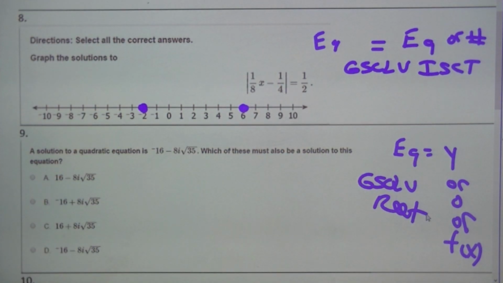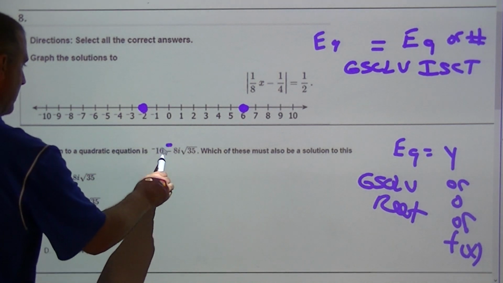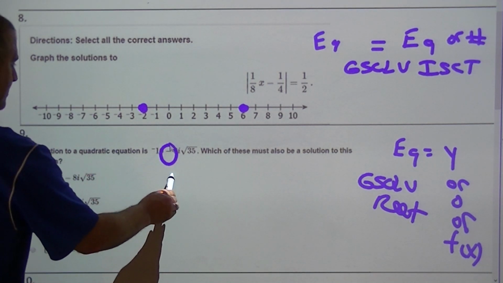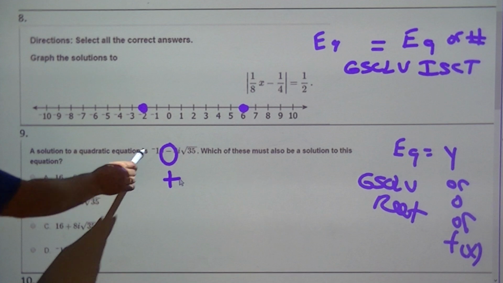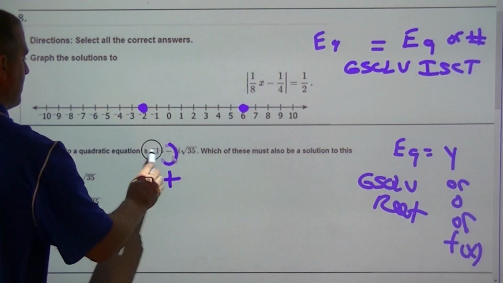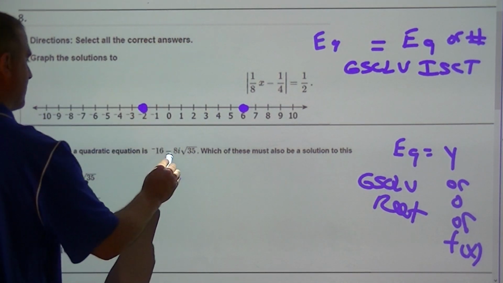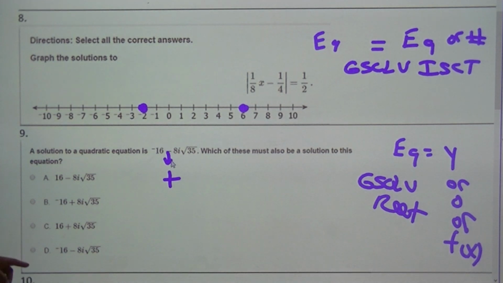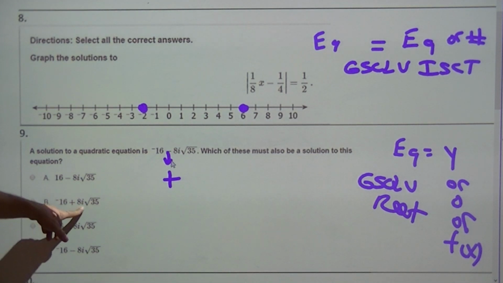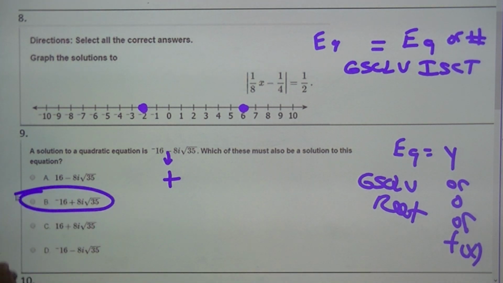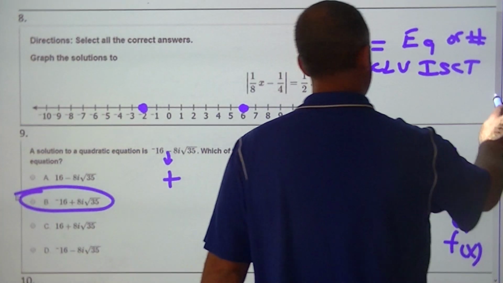Conjugates, very quickly. Whatever that sign is, that's going to change. So I'm going to keep this -16, and the only thing that's going to change is that middle sign. So -16 plus 8i, boom, there's my answer right there.